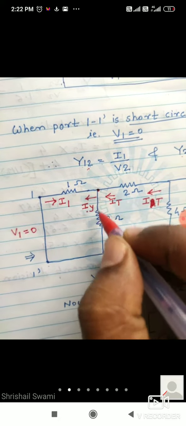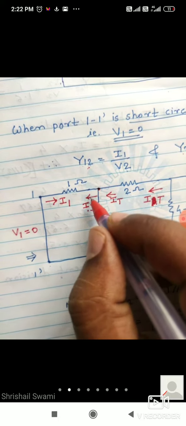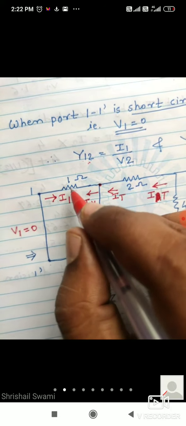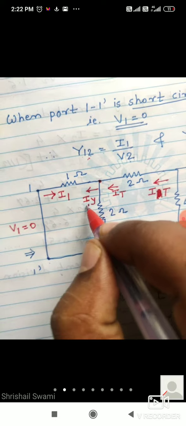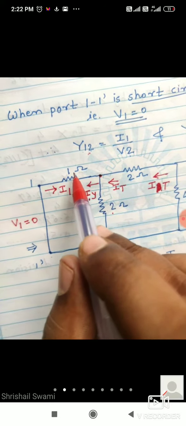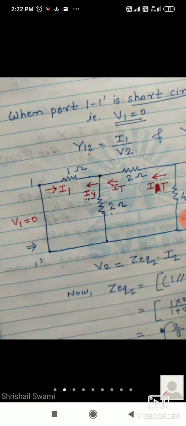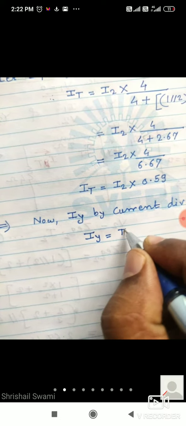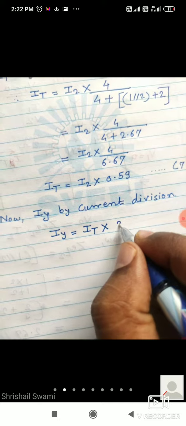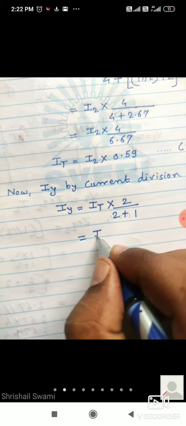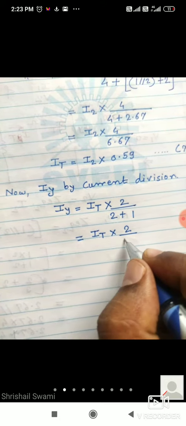After coming here, it gets 2 paths, so the current gets divided. Some current is flowing through 1 ohm and some current is flowing through 2 ohm. But we are interested in the current flowing through 1 ohm, its name is IY. So we can find it by using current division. What is the opposite branch? It is 2, and the branch through which IY flows has 1. So IY is equal to total current IT into opposite branch 2 divided by 2 plus 1. So IT into 2 divided by 3.